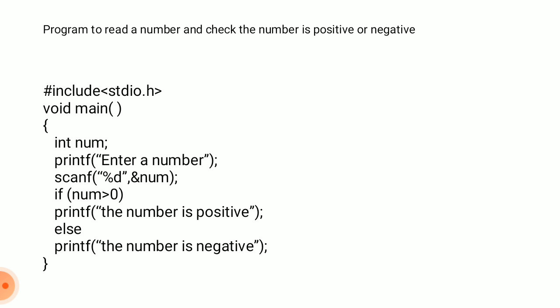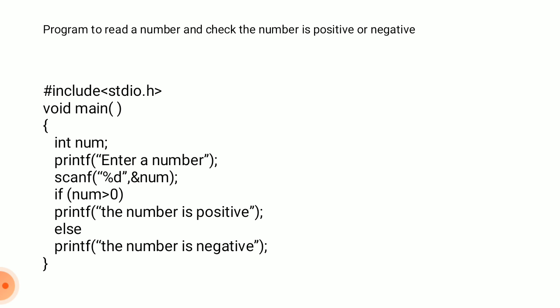So, to check whether a number is positive or negative, you need to read one number, which means you need to declare one variable, that is num. I have taken num as a variable of type int. printf "enter a number". Suppose I take the number 10. That 10 will be stored in the num variable. Now the condition: if num is greater than 0, then printf the first statement, "the number is positive".